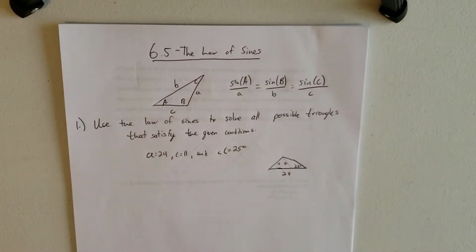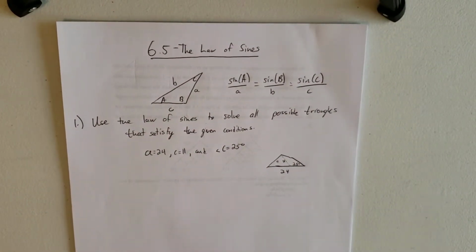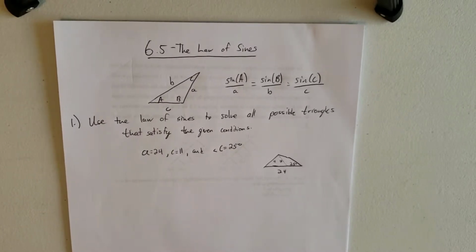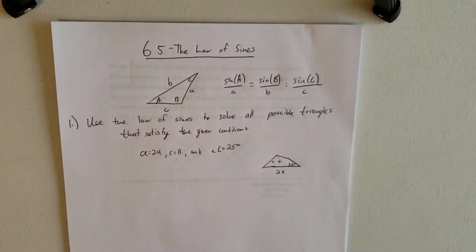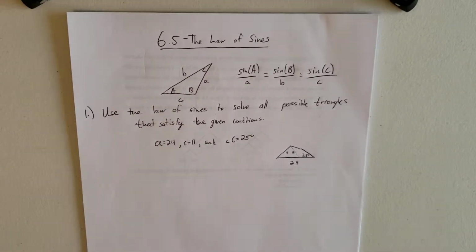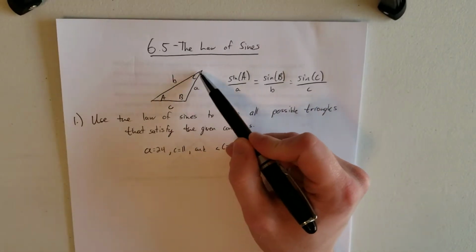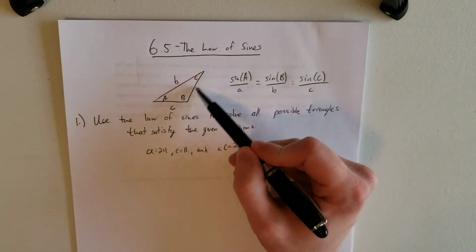All right, in this video, we're going to cover section 6.5, the law of sines. What this helps us do is get away from having to deal with just right triangles. We can start to solve triangles or learn about triangles that aren't just right triangles. So I've drawn a standard triangle here, but not a right triangle.